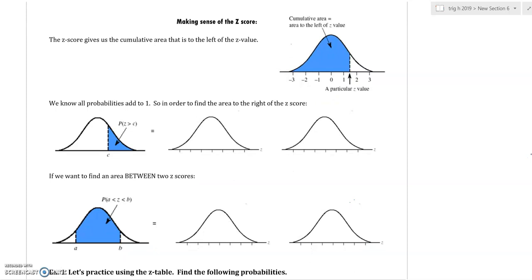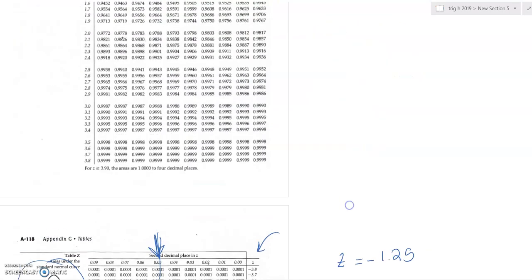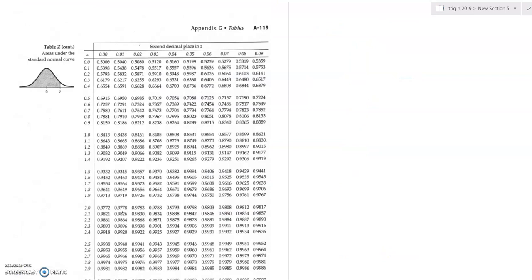Again, if you look at the table, they told you the cumulative area was the area to the left of the z-score. So we know all probabilities add to 1. In order to find the area to the right of the z-score, what would we do? Well, for example, let's say that this z-score was 1.5. And again, let's practice looking at the table. So this time I'm going to go to the table and look for positive 1.5. Again, they're telling you that the area to the left is what's given.